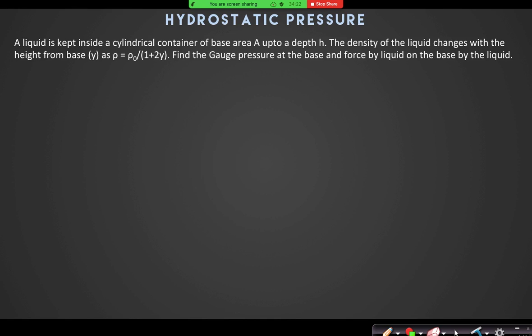Sir, it will be rho naught. Oh, it is given now. It is rho naught divided by 1 plus 2y. It's not multiply. Yes, sir, that one.